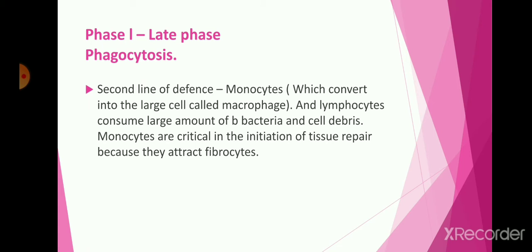These monocytes are critical in the initiation of tissue repair because they attract the fibrogen. First of all, monocytes are converted into macrophages to engulf the microorganism, and secondly, they initiate the tissue repair because they attract the fibrogen. Fibrogen are the factor of the body system responsible for tissue repair, because whenever we get injury, our tissue gets damaged, so the body has to repair that site, and this monocyte is essential for the initiation of tissue repair because they attract the fibrogen at the injured site.